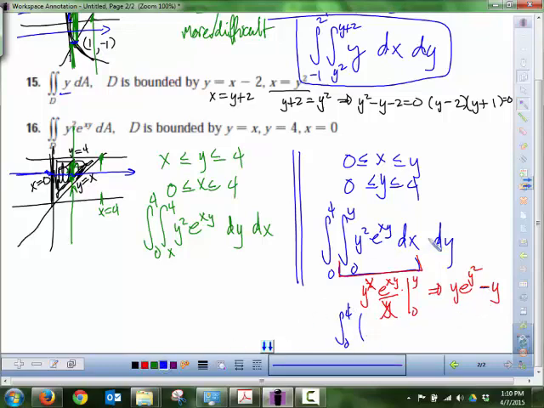So the inside integral is going to be this, and now the outer integral is going to be y e to the y squared minus y dy. So now it's not an integration by parts, it's just a simple u substitution, and then you just have a minus. So can I just put dot dot dot here? I'm just going to put a dot dot dot because that's just too easy.